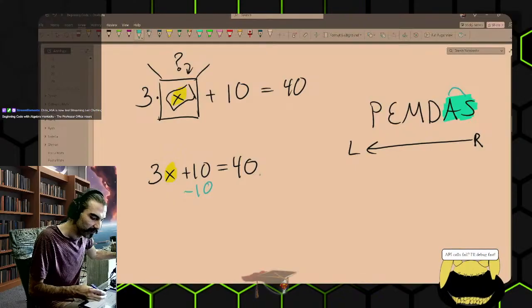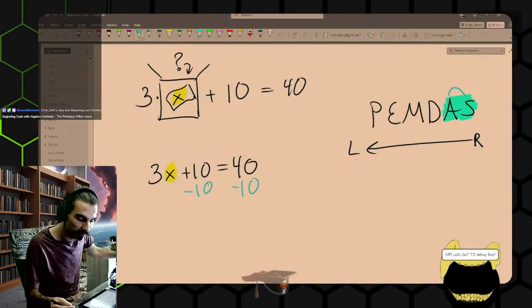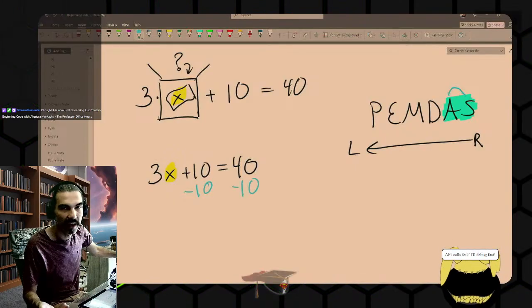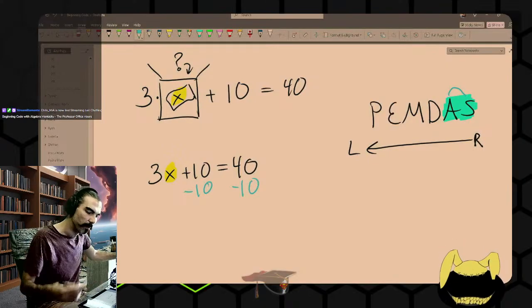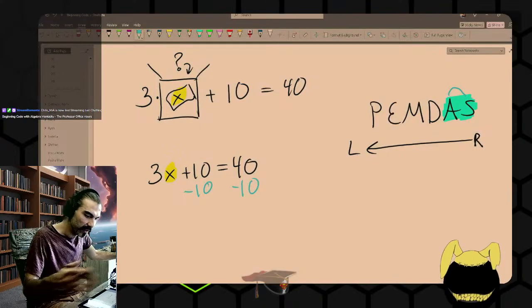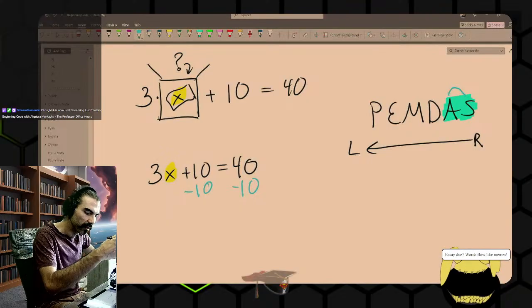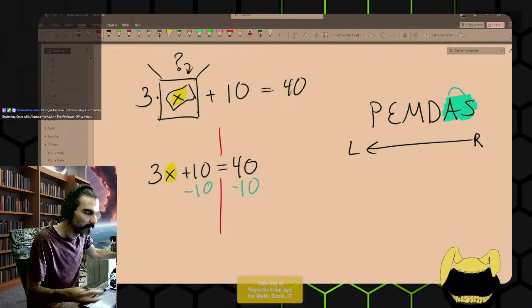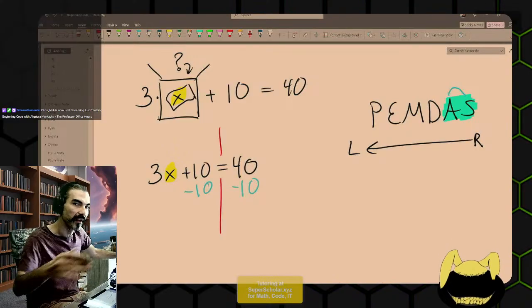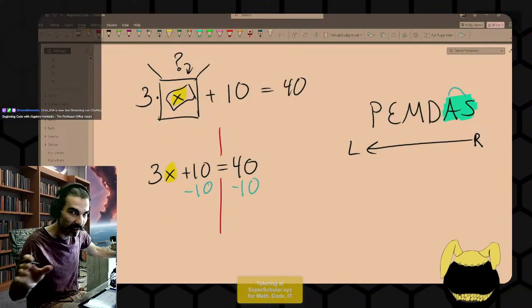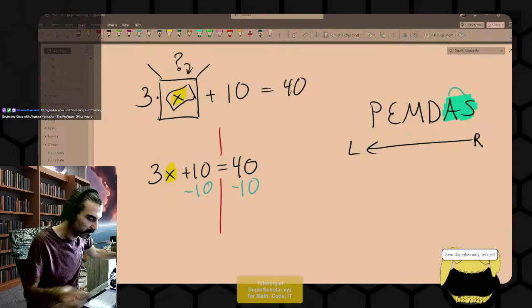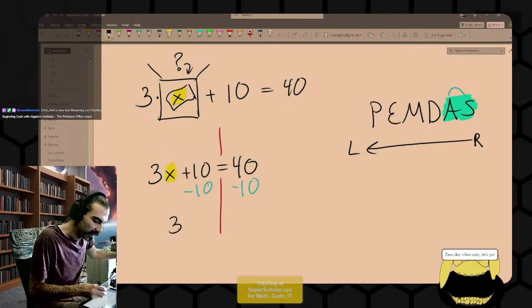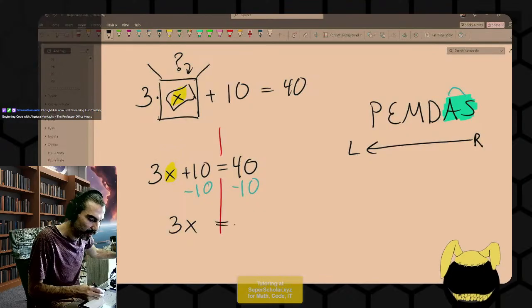When we do that, we have to do it on both sides. And this is what I mean by we apply the opposites, right? Not only do we go backwards from our PEMDAS valuation, we also maintain a balanced focus on both sides. We have to do one thing on one side and the same on the other side. So then we only have 3x equals 30 left.